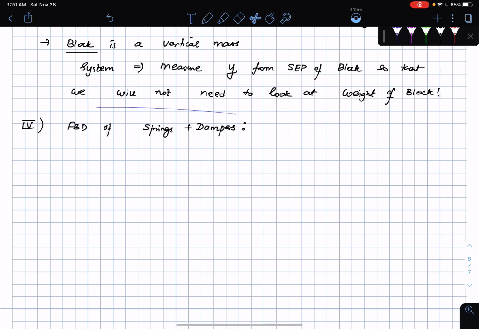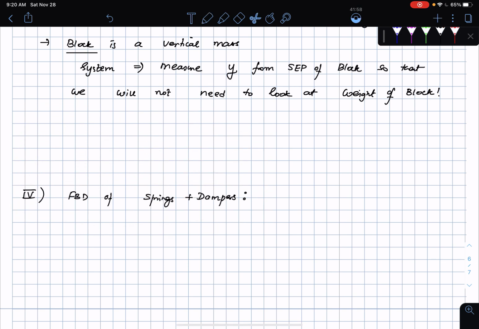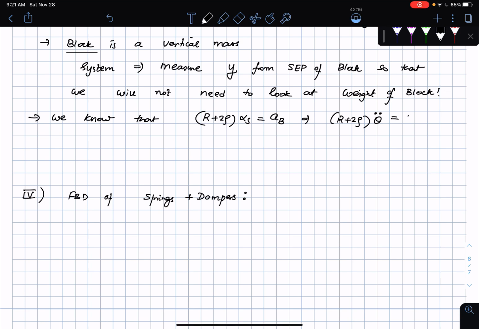Okay, before I go on to this one here, we already know that r plus 2 rho times alpha of the spool is the acceleration of the block. That is, r plus 2 rho times theta double dot is equal to y double dot. Which means that the degree of freedom of the block is connected to the degree of freedom of the spool, which means that the total degrees of freedom for the system is only 1.